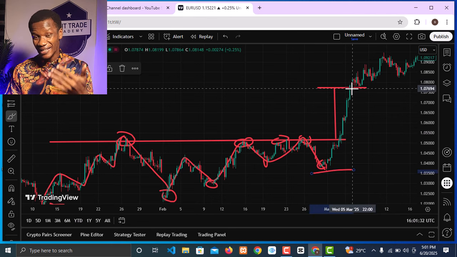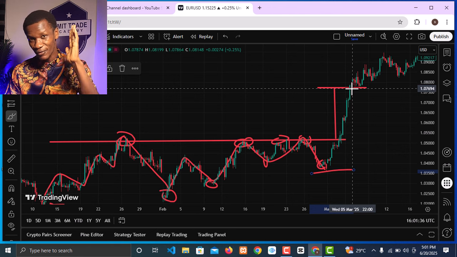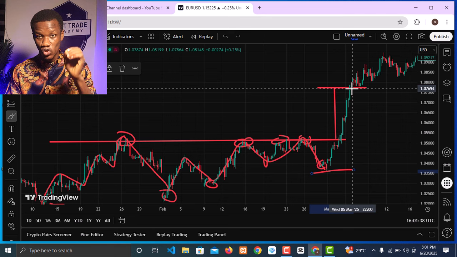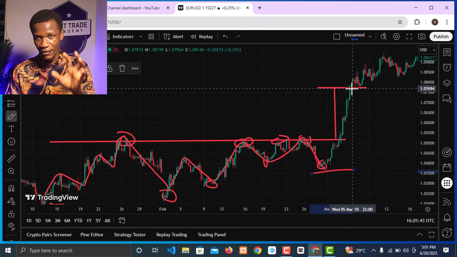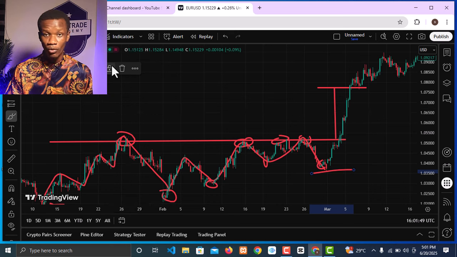In this way, you can identify a resistance level that if it breaks is going to move in that direction, or support that if it breaks is going to move all the way to the downside. This is a very important concept that if you apply right now on your price action, is going to change your trading game or move your trading game all the way to the next level.